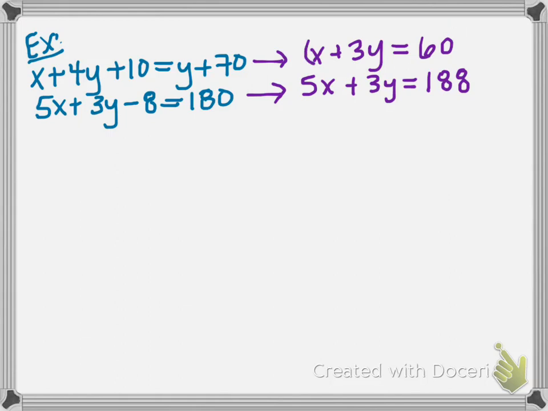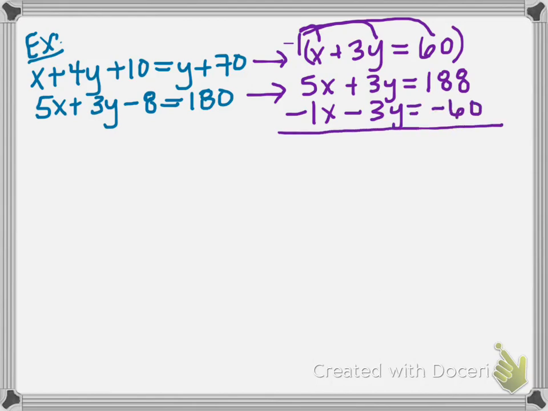Let's go ahead and multiply the first equation by a negative 1. Remember when you're multiplying an equation by a number that you have to multiply every single term by that number? So if I do that below this equation, we're going to get negative 1x minus 3y equals negative 60. Now these two equations are ready to use in the elimination method. We're just going to add them together. These two y terms will cancel, which is exactly what we want to happen.